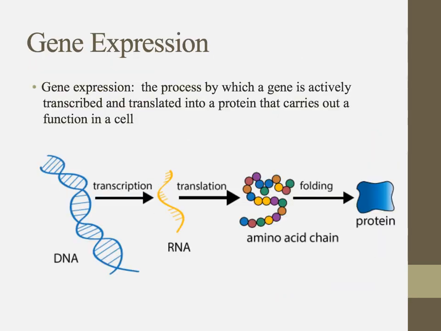So we know that the whole goal of producing this mRNA is to build a protein, right? And proteins are actively involved in what we call gene expression. Gene expression is the process where genes are actively transcribed into mRNA and translated into a protein so that the amino acid chain can be folded into a functional protein and it can have some kind of function within a cell. Like I said, transport, enzymes, junctions, cell-to-cell recognition, all kinds of things.